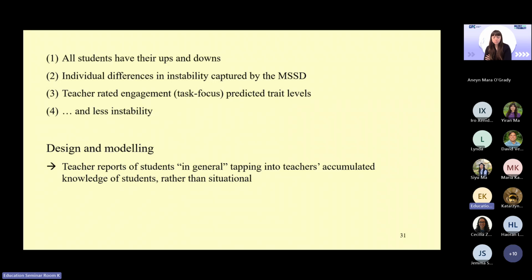So what did we learn here? All students have their ups and downs, and there are individual differences in this instability captured by the mean sequential square differences. Teacher-rated engagement or task focus predicted trait levels, and less instability in those models.